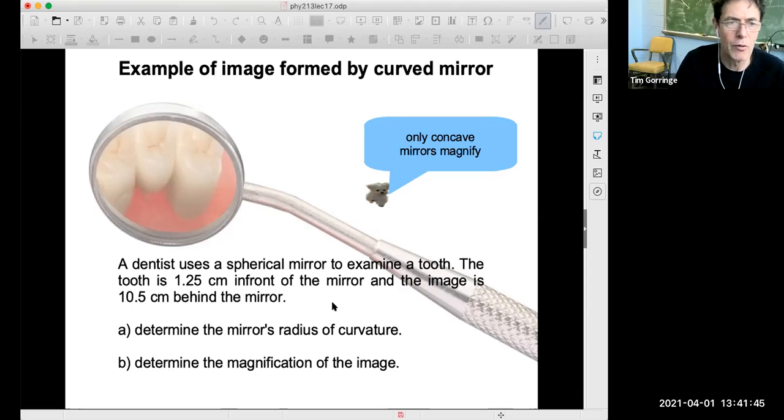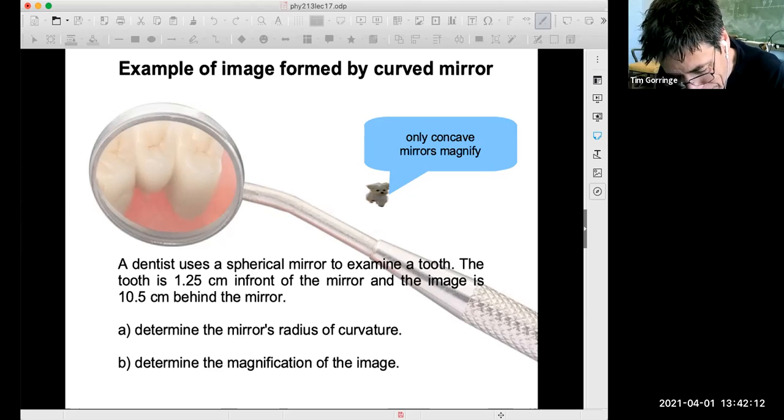So you might think, well, what am I going to have to do? This is going to be easy. Well, we're going to ask you to figure something out, actually, firstly, about the mirror itself. So we're going to figure out the focal length and the radius of curvature of the mirror. And we can do that because we actually know both the object and image positions.